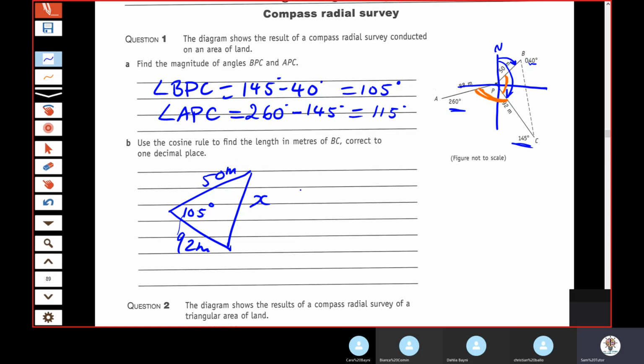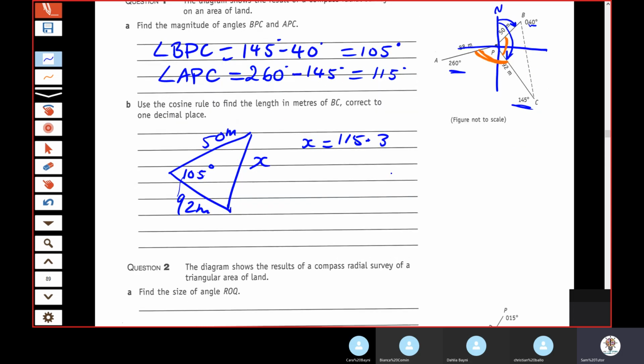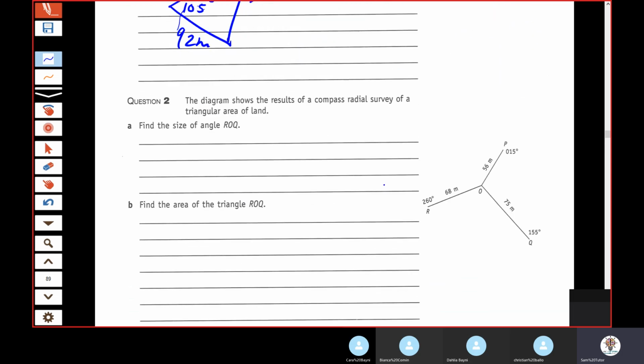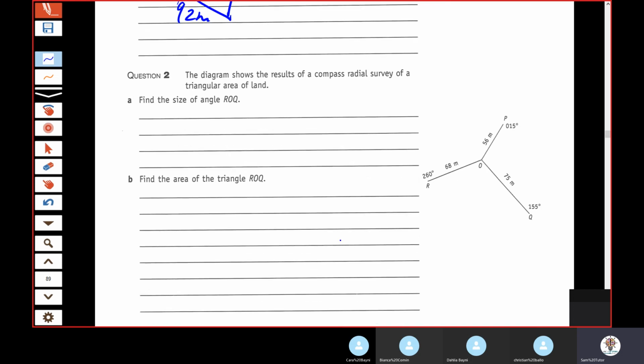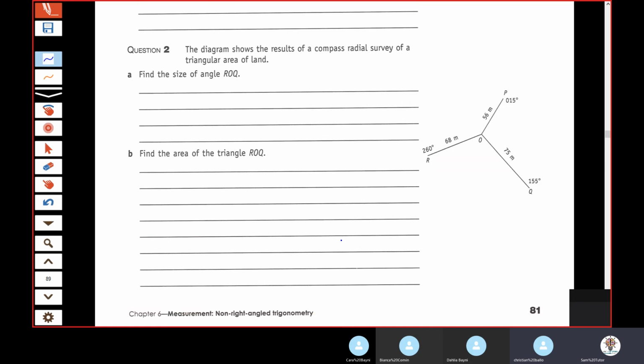All right, done? Yeah. X equals 115.3. Can't complain if everyone's with the same answer. Diagram, anyone? Any questions? Oh, no. Question 2 then.